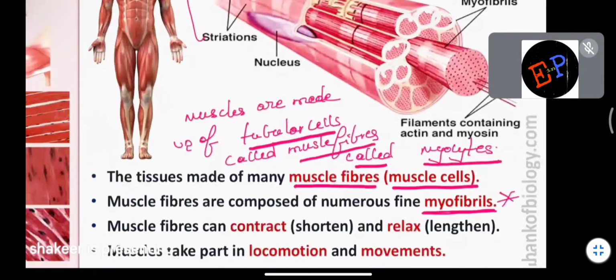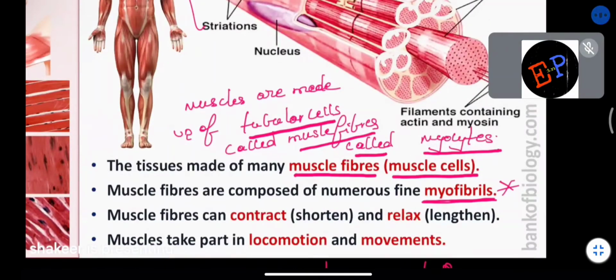So muscle fibers can contract as well as relax. That means they can reduce their length. They cannot elongate, but they can reduce their length, and they can go back to their normal length also, which is called relaxation. Are you able to understand?